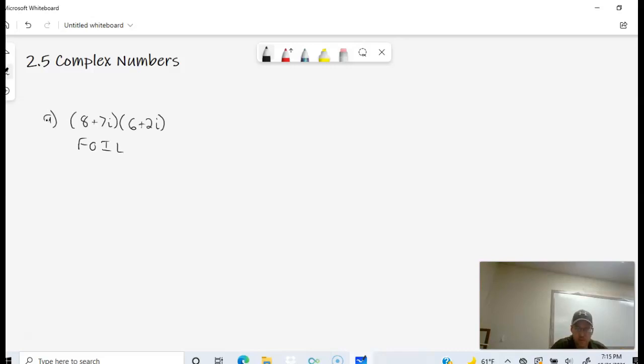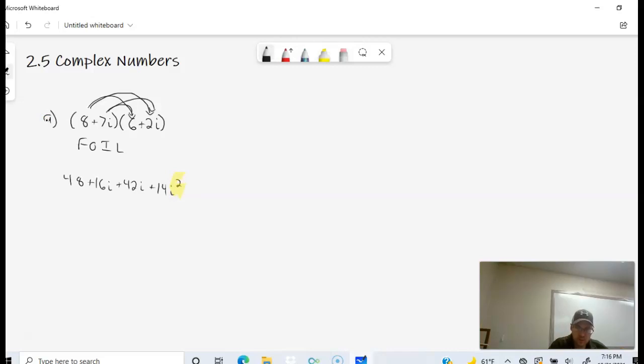So when I multiply the first times the first, 8 times 6 is 48. And the outside times the outside, 8 times 2i is plus 16i. Inside times the inside, 7i times 6 is plus 42i. And then the last times the last, 7 times 2 is 14, and i times i is i squared.